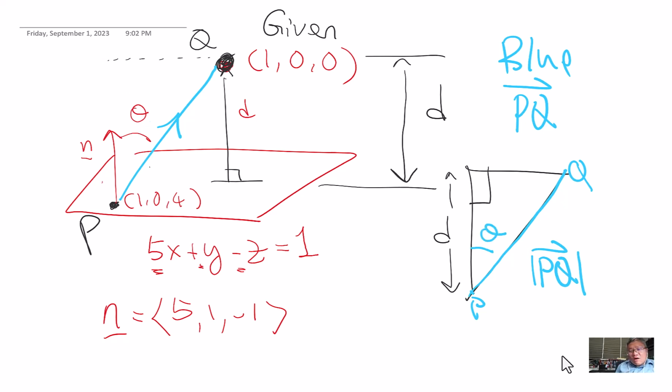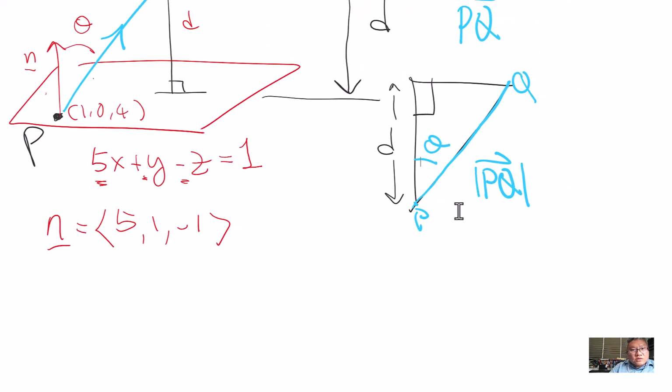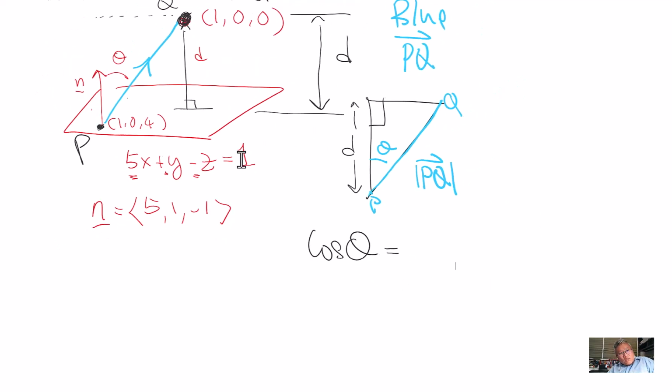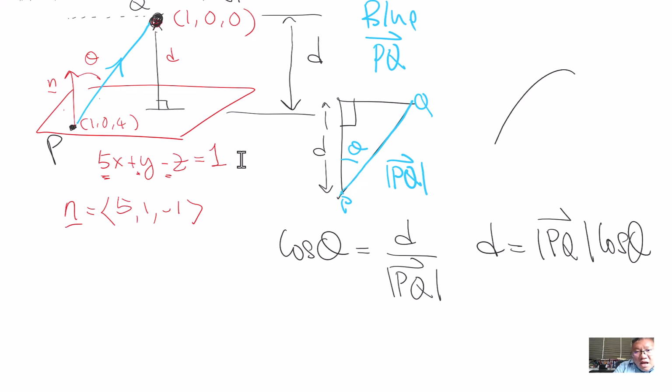Now, high school trick. I don't know when you learned this, but if you take cosine theta, based on this triangle extracted from our picture over here, cosine theta is going to be D over the hypotenuse PQ. So D will be PQ cosine theta. Okay, so our answer is PQ cosine theta.